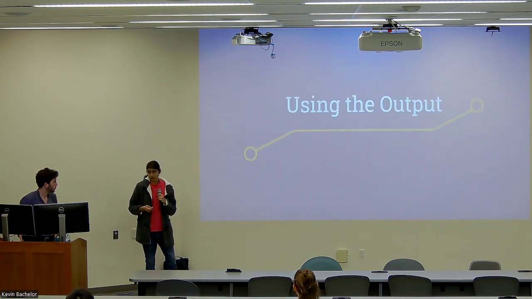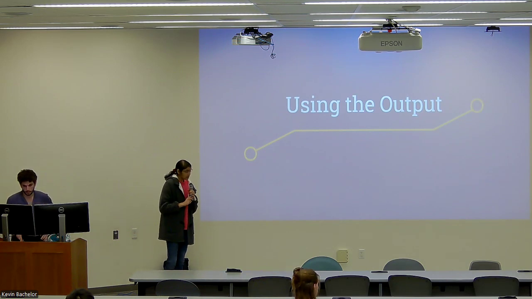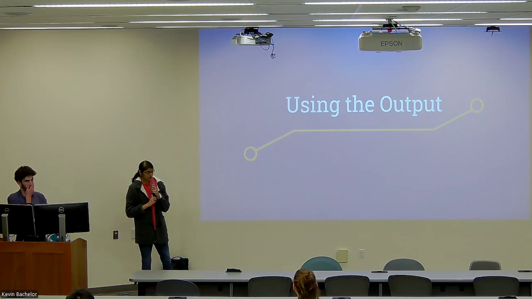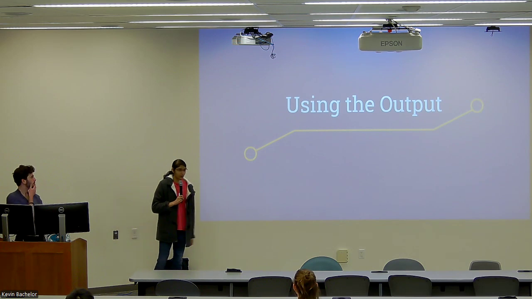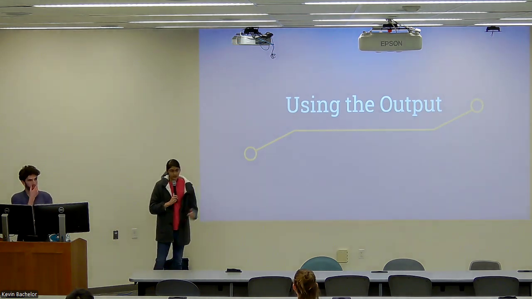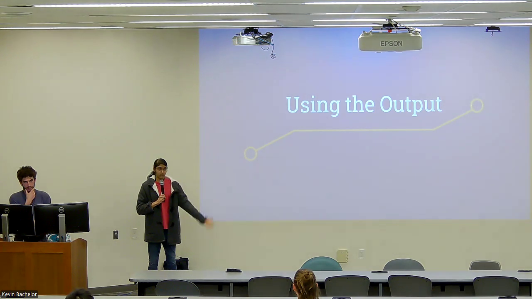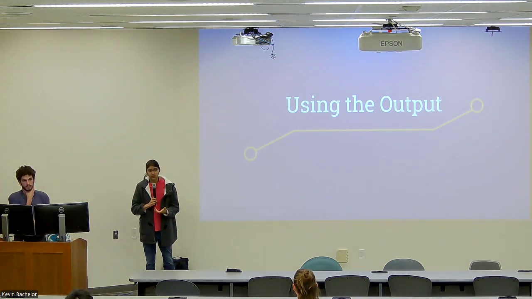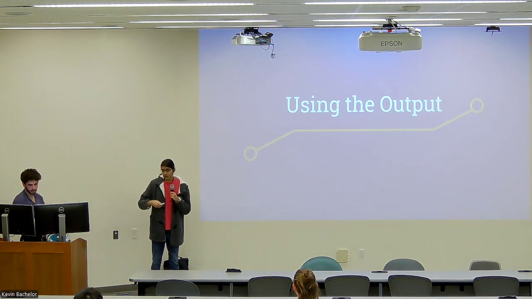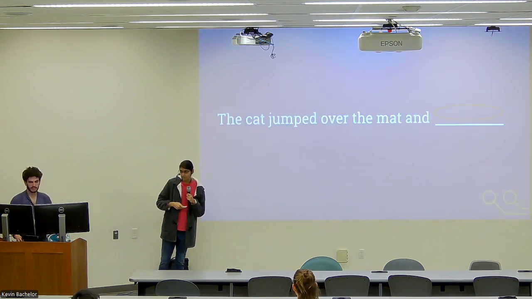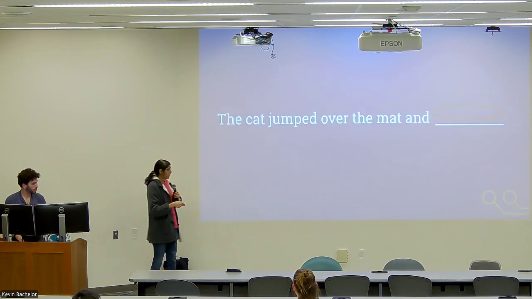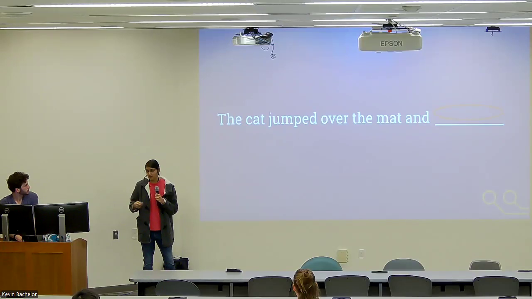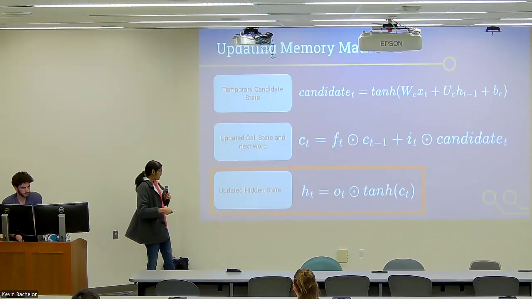So next. Okay, so now we've worked through how an LSTM works, but we haven't answered a question that we had in the beginning, which is how do I predict the next word? So, excellent. So yeah, how do I predict what this word is?